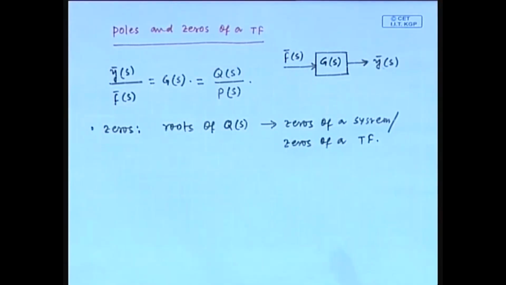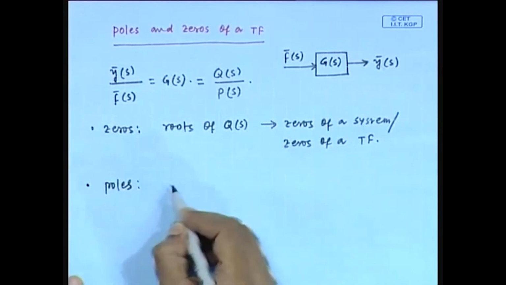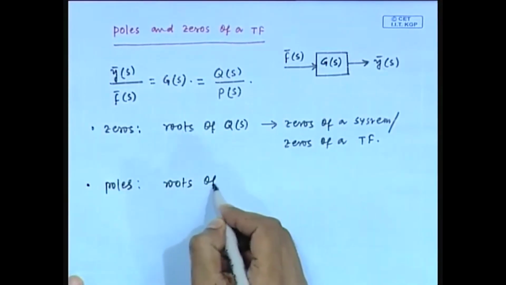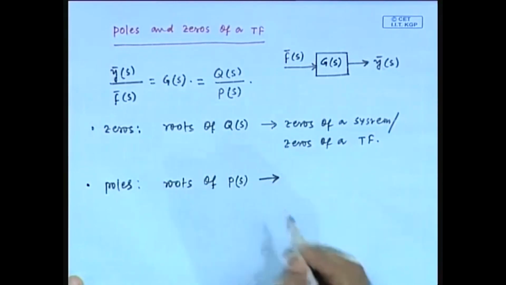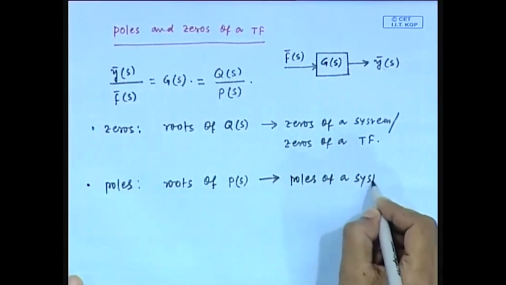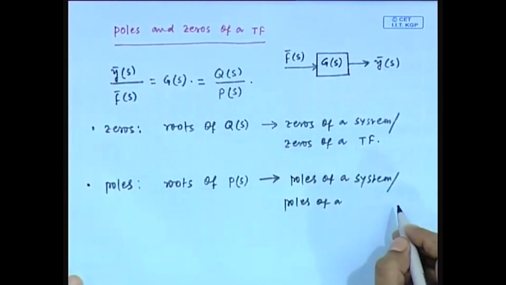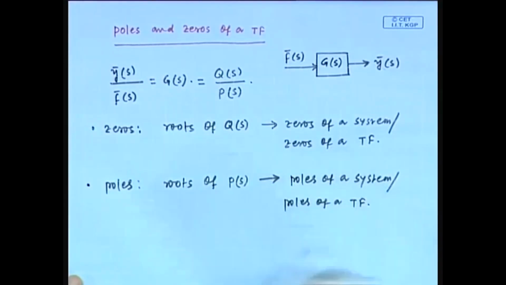Q(s) is a polynomial. Now, we need to determine the roots of that polynomial, and those roots are zeros of that system or transfer function. In a similar fashion, roots of the polynomial P(s) are called poles of a system or poles of a transfer function. Fine.